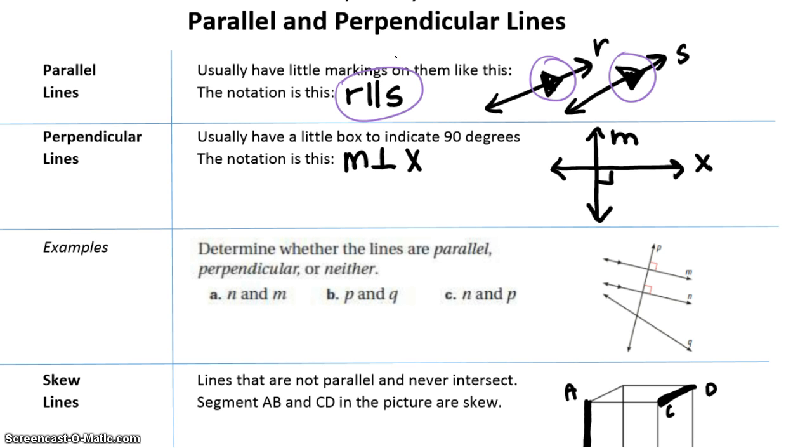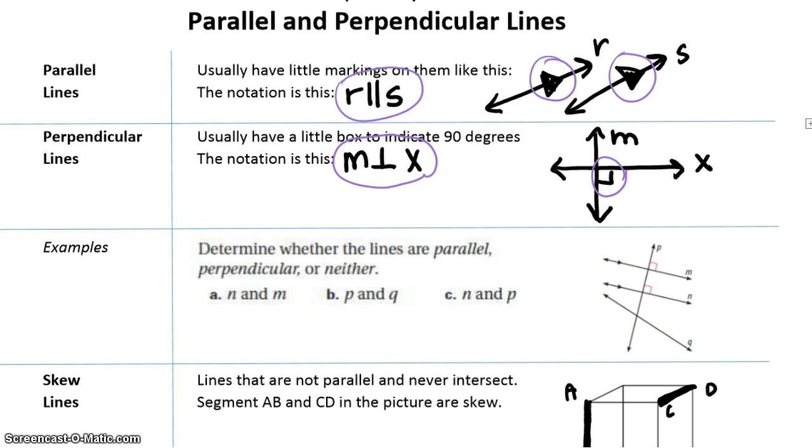The other type of line that we're going to talk about today are perpendicular lines. And those usually have a little box to indicate that there's a 90-degree angle. So anytime you have two lines that are perpendicular, they form a 90-degree angle. And when you're saying that two lines are perpendicular, like in this picture right here, M is perpendicular to X, you would use this notation right here to note that those two are perpendicular. That notation looks like a kind of an upside down T, if you will, but that means M is perpendicular to X. And don't forget, perpendicular means they form 90 degrees.